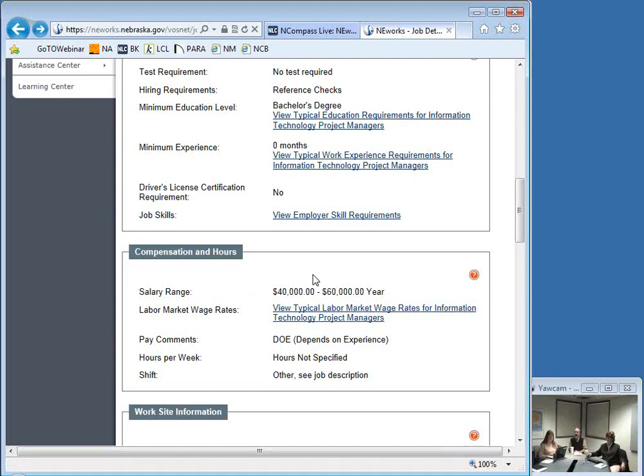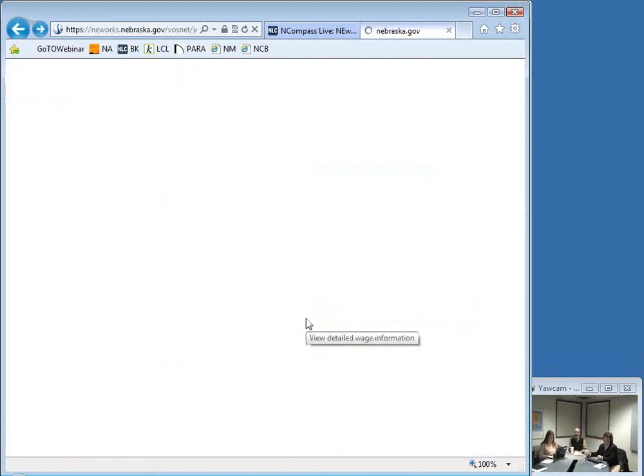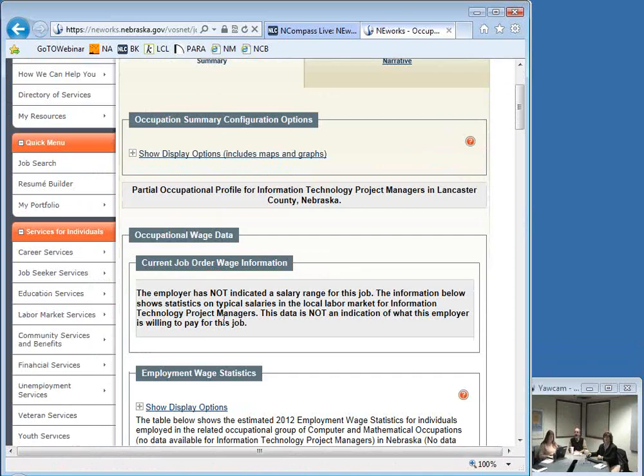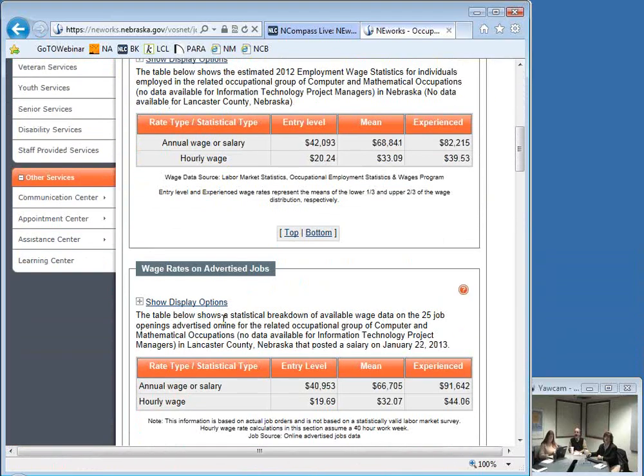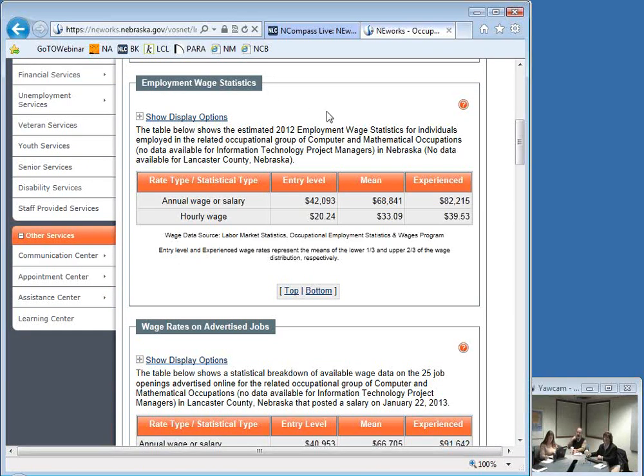We also see that there's a salary range. Not all employers are posting salary ranges. And that's simply because of the competitive market, especially as we go into our transportation industries, our CDL truck drivers, that aren't always putting those salary ranges because they're in high competition with each other. We can then look at our labor market wage rate. So if I click that hyperlink for project managers, I can see, according to our employment wage statistics, now this is in conjunction with our labor market information services, which is right with our DOL, NDOL as well.